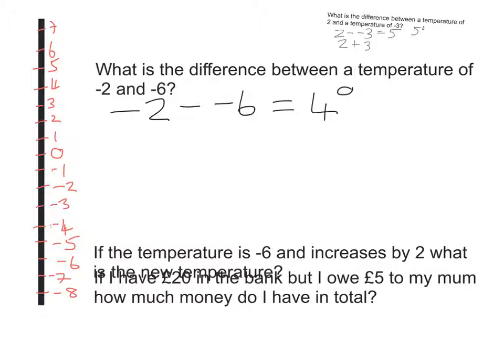Now again, you can see here that that's actually the same thing as adding. So if I start at -2 and add 6 degrees, I get to 4. So again, subtracting a negative is the same thing as adding, even when the number in front is positive or when the number in front is negative. That doesn't make a difference, but subtracting a negative is the same thing as adding.